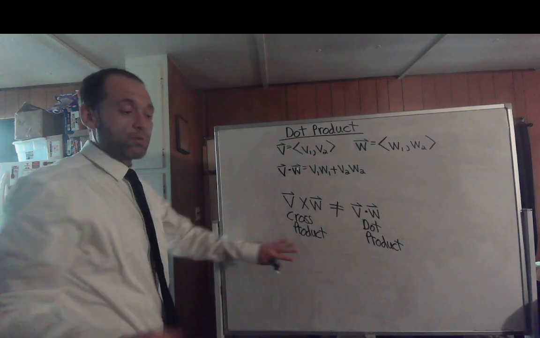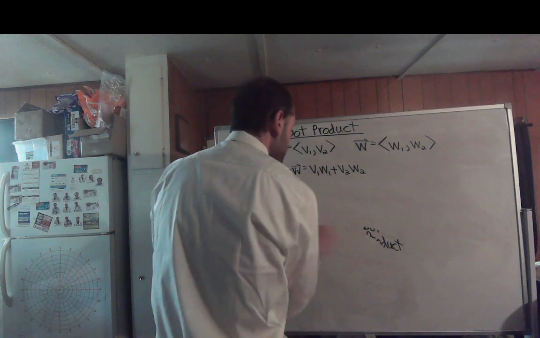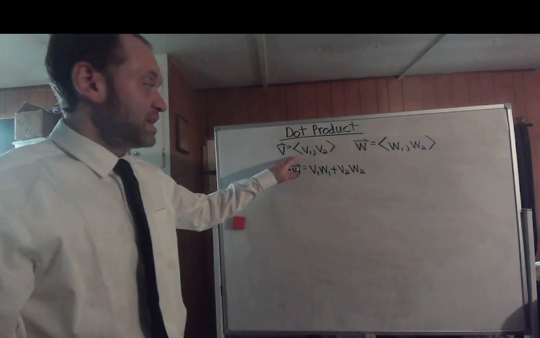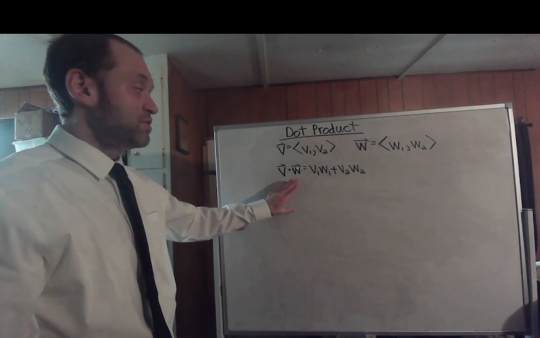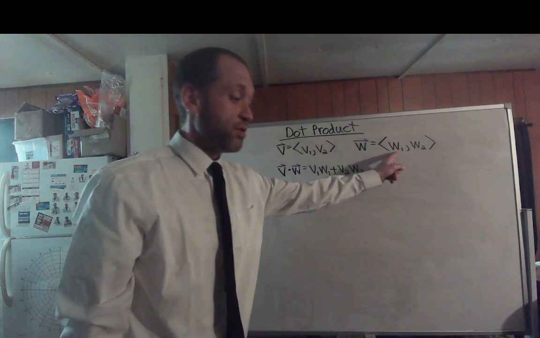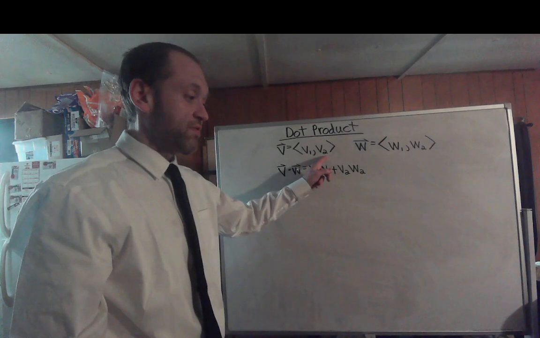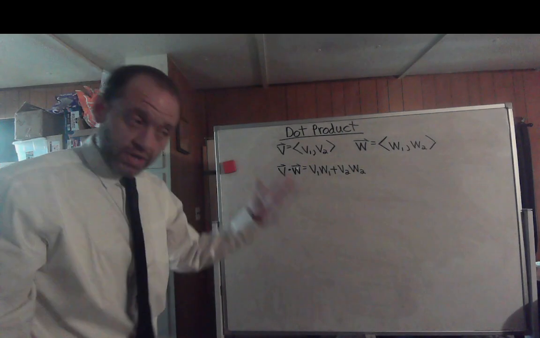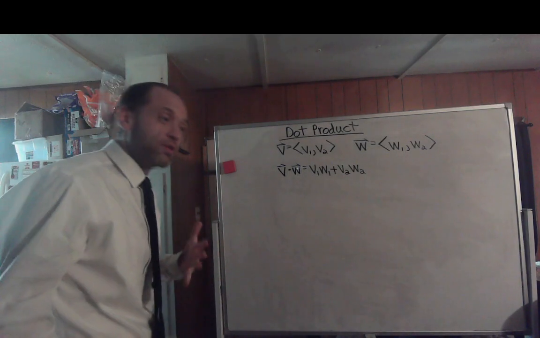So cross products we won't talk about today. We'll talk about those in a future lesson. For today, we're only talking about the dot product. So you have some arbitrary vectors v and w with their respective components. To find the dot product of two vectors, you take the first component of the first vector times the first component of the second vector. You take that plus the second component of the first vector times the second component of the second vector, and you will get some number. You get a single number as opposed to a whole other vector.